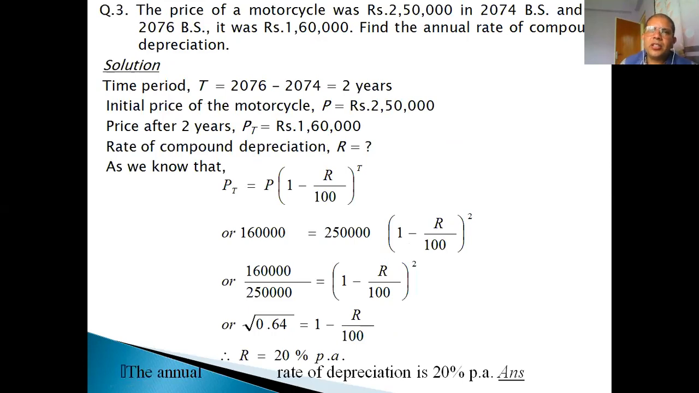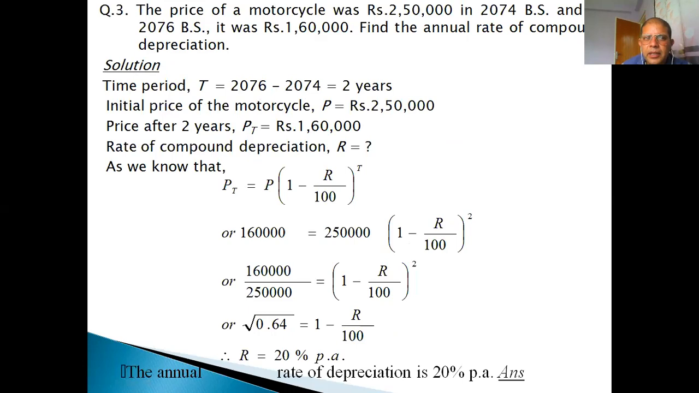Number 3, this you can also do, because this is exactly the same as finding a rate. In this question, the price of a motorcycle in 2074 was this, and in 2067 BS it was rupees 1,60,000. Find the annual rate of compound depreciation. Time is given: 67 minus 76 minus 74. It is 2 years. But don't be confused here.